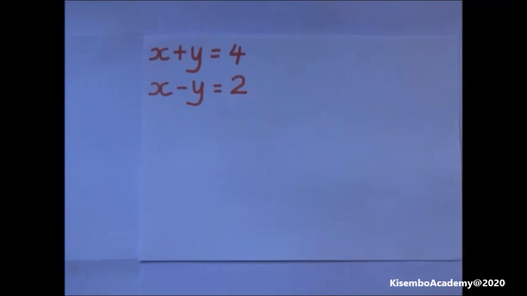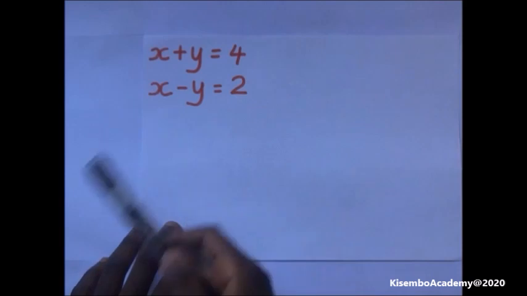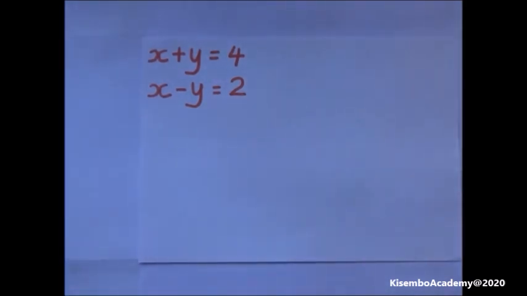How to solve a simultaneous equation using the elimination method. We are going to illustrate this using a worked example. We have the simultaneous equations x plus y is equal to 4 and x minus y is equal to 2. Now, elimination means that there is a variable we are going to first eliminate, and then we remain with the other variable. After getting the value of that other variable, we can also get the variable we had initially eliminated by substitution.